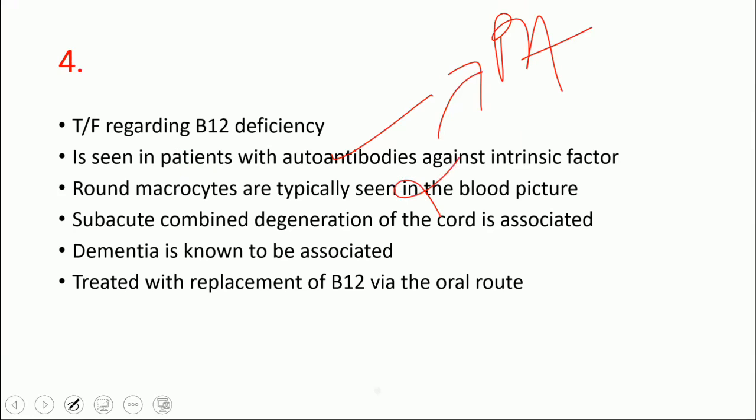Now, when we are doing anemia as a long case, I told you that vitamin B12 deficiency can have other clinical manifestations. For example, it can have neurological involvement. Two of the important neurological syndromes that you get are dementia and subacute combined degeneration of the cord, where they have posterior column degeneration.